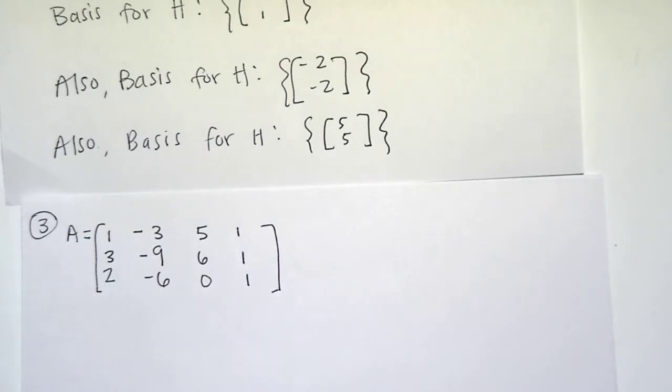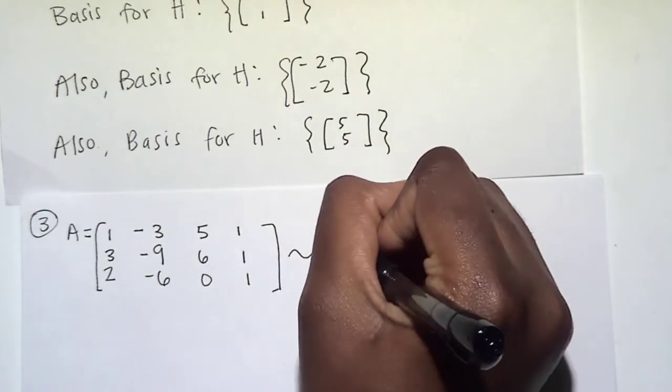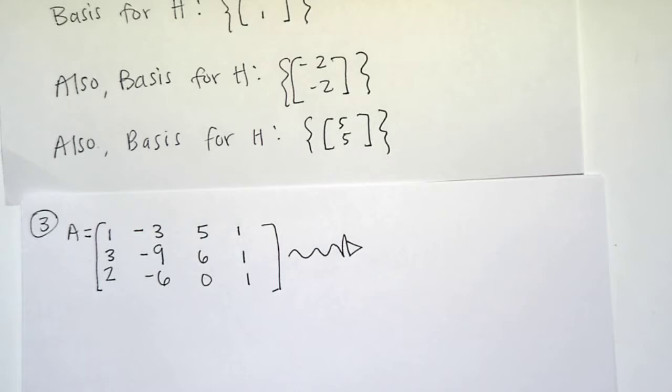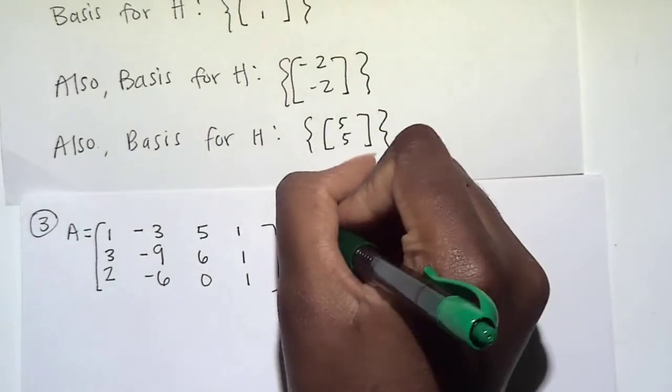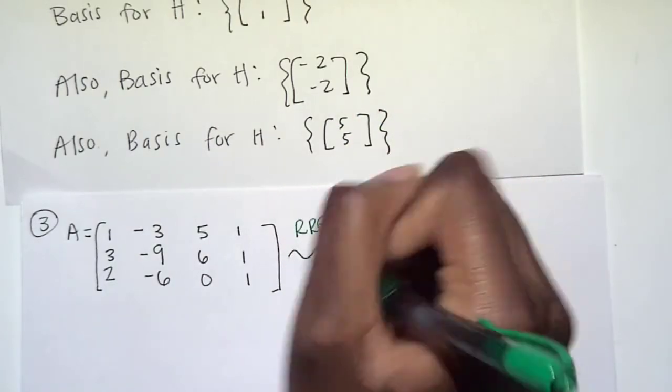All right, so I actually want to look at the null space and find the basis for the null space. So let's remember what we mean by the null space. Remember, the null space is all solutions of the homogeneous system. So what's going to be helpful is if I row reduce this. So I'm going to put this matrix in RREF.